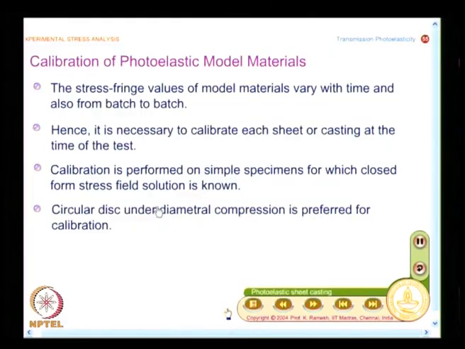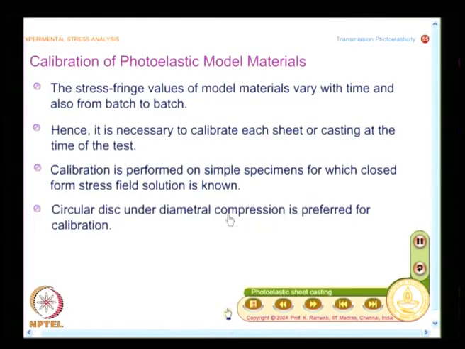When it is a very crucial step, I should perform a very careful experiment to find out f sigma, and for me to do that, what is preferred? Circular disc under diametral compression is preferred for calibration. It is only said it is preferred, you can also do it by other methods, but this gives the least amount of error. And when you look at this, we will find out only one data point by a conventional approach. Later on, because I use a whole field methodology, I will also extend, I will collect as much data as possible from the field and find out what is the f sigma value.